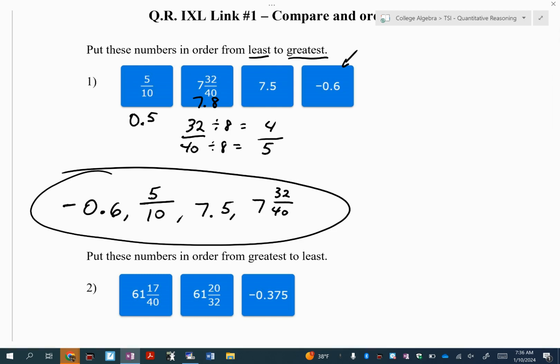Why is that the largest one? Because 32 over 40 is the same as 0.8. So if you rewrite that as 7.8, that's going to be our largest one. Everybody good with the first one? Excellent.